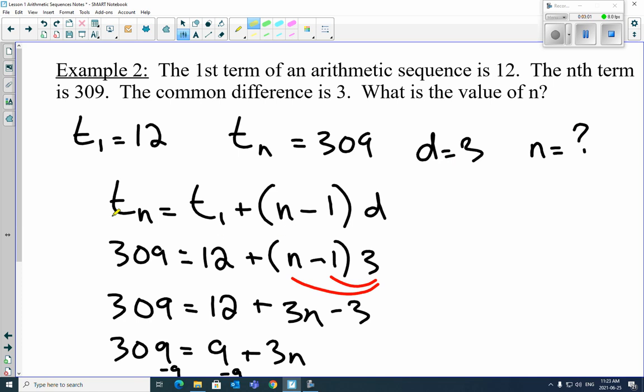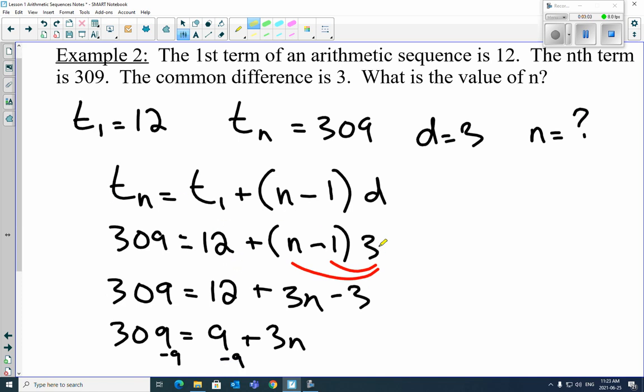So then we do the math. Here you're going to have to distribute the 3, right? And again, we replace t_n with 309. We don't know what position that term is, but we know what the term is.